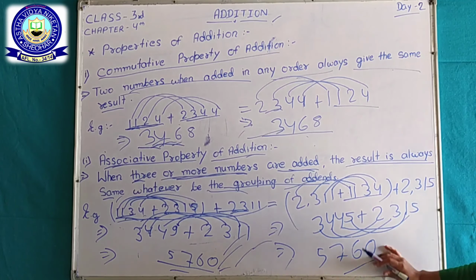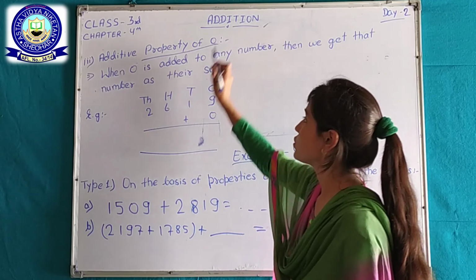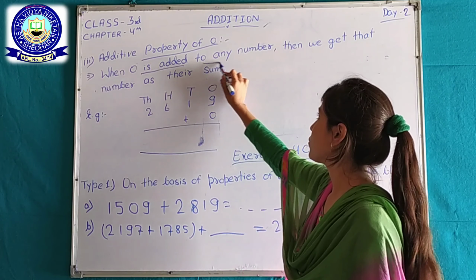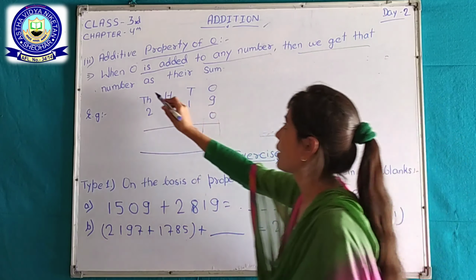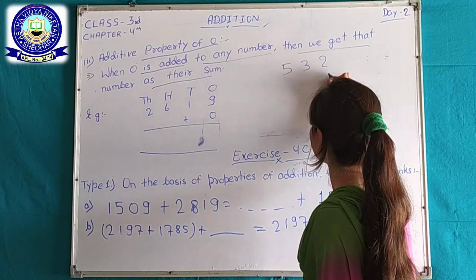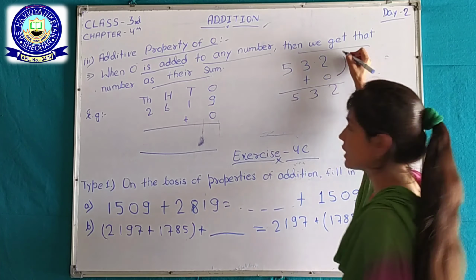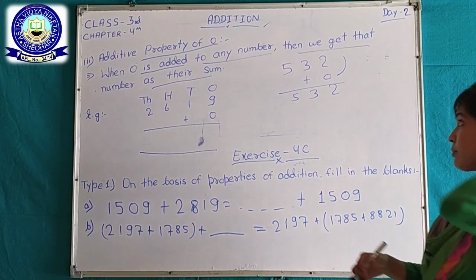And this is our third property of addition, the additive property of 0. When 0 is added to any number, then we get that number as their sum. जब किसी भी नंबर में हम 0 को ऐड करते हैं तो वो नंबर खुद उसका सम होता है. When we add 0 to any number, the number will be their sum.